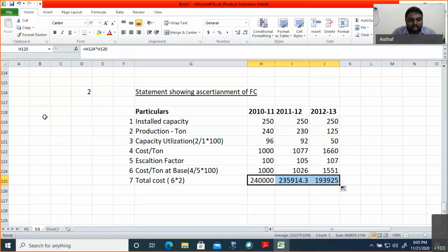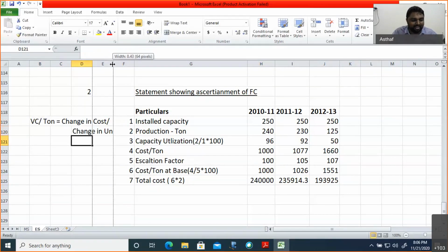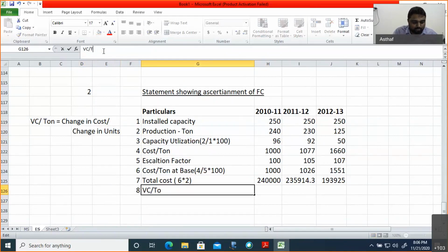So what is your costing principle? Variable cost per unit, or per ton, is equal to change in cost divided by change in units. The same concept only we are applying. So what is the change in cost divided by change in units? We are finding variable cost per unit. Here the unit is what? 10. So variable cost per ton.